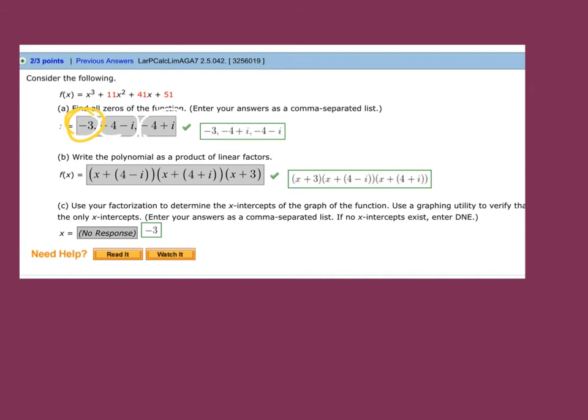Oh, so it's just like the only real number out of all your zeros? Yep, and if there were 2 real numbers, you'd put 2. This one only had 1.